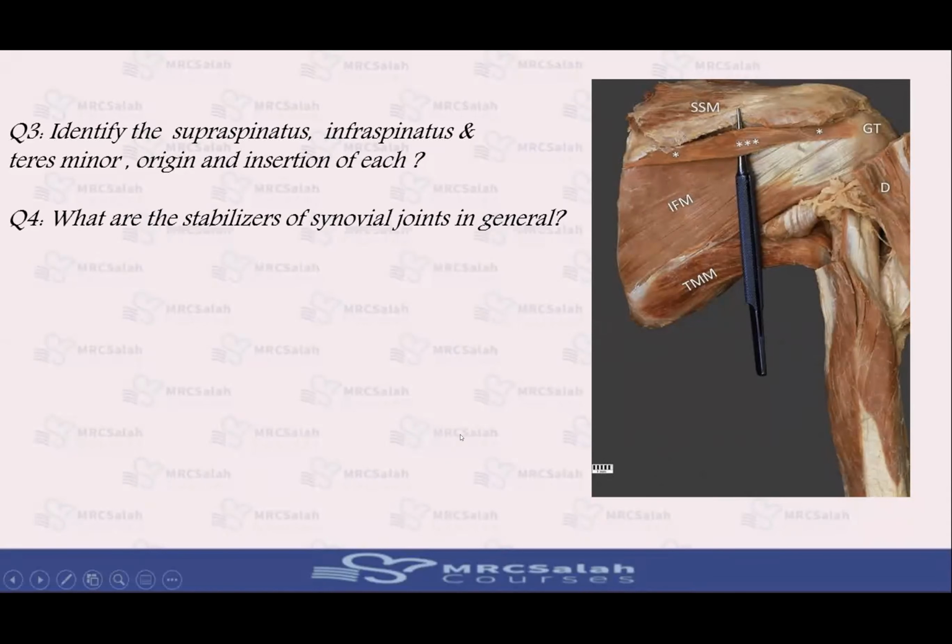What are the stabilizers of a synovial joint in general? We can divide them into static stabilizers and dynamic stabilizers. Static stabilizers are like bony articulation, fibrous capsule, ligaments and tendons, and also negative pressure inside the joint. Dynamic stabilizers are the muscles around the joint. Okay, perfect. Next question, what's the main stabilizer of the shoulder joint? The rotator cuff muscles.